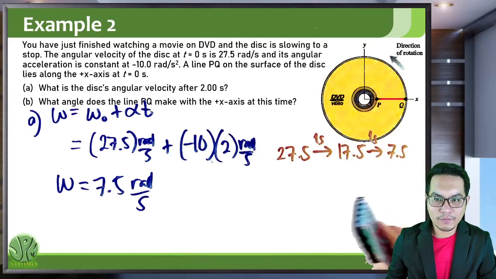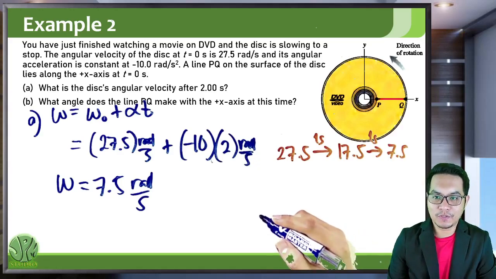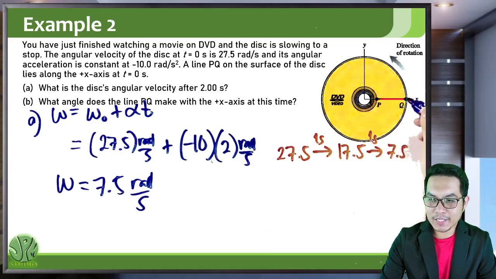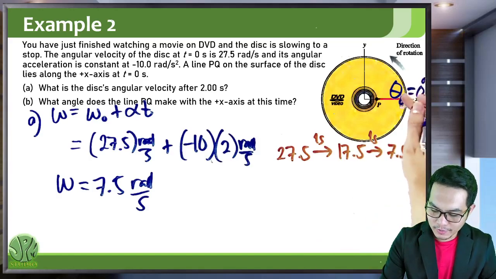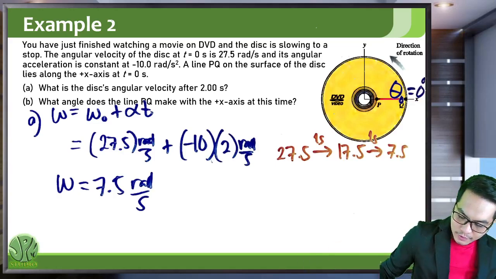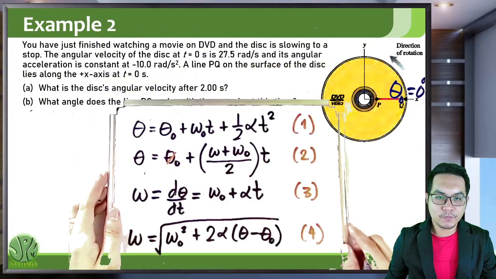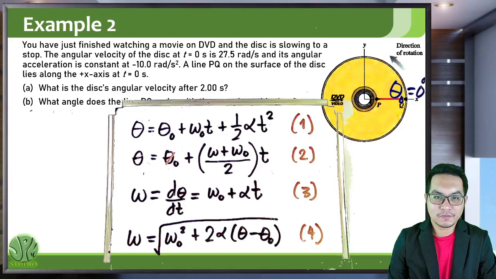So we are looking for the final angular position. In this case, since our line PQ is along the positive x-axis, this angle theta naught is 0 degrees. So theta naught is 0 degrees. So we are now trying to find the final angular position. So what equation will we use? Can we use the first equation? Can we use the second equation?